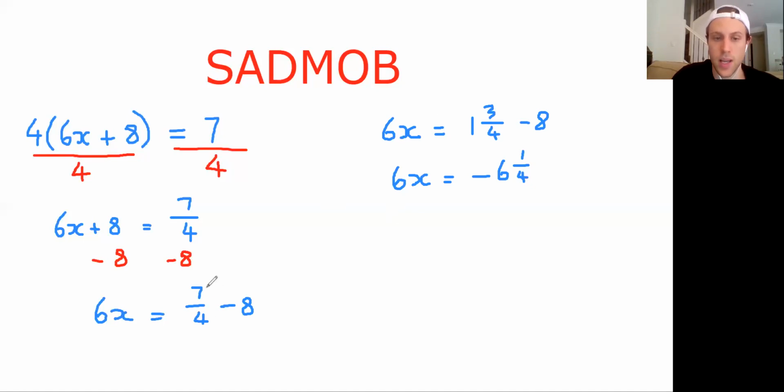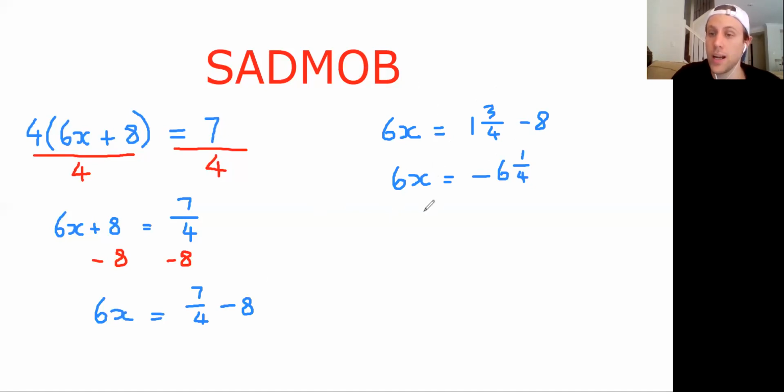I've had to change my improper fraction to a mixed fraction by saying how many 4s are in 7. There's 1 and there's 3 remainder. And then I'm taking 8 away. And the best way that we can approach that is we can just do 8 and take away the 1 3/4, and whatever we're left with is what would be on the other side. So we're going to have to go with what is our next step.